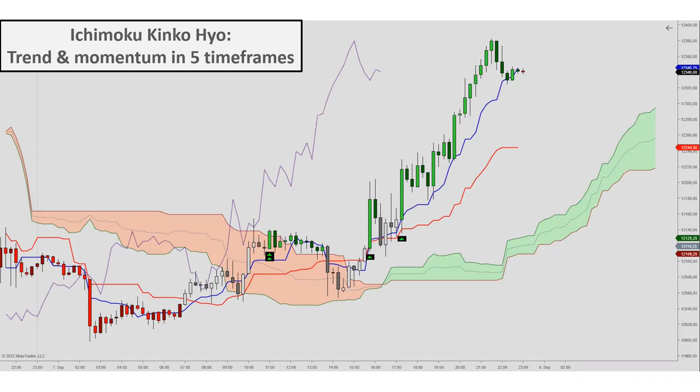Surely a bit much at first glance if this is the first time you hear and see of it. So the easiest way to look at this is as a trend and momentum indicator in five timeframes.